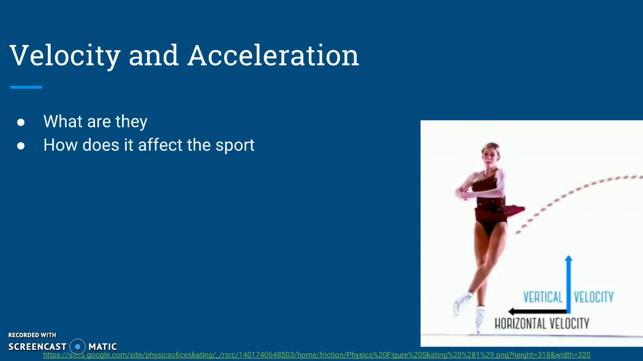Velocity is a certain speed in a certain direction, and acceleration is the final velocity minus the initial velocity over time. Velocity and acceleration affect the sport by velocity dealing with the skater going in a certain direction at a certain speed so they can get a jump off right or a turn right. In acceleration, when they have to get a big jump off, they need to accelerate a lot so the jump is successful.